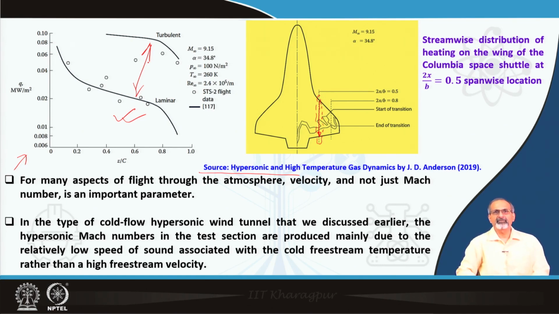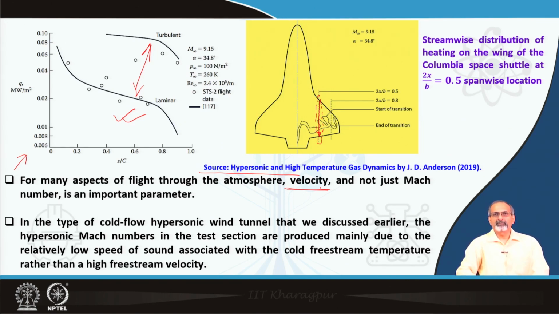For many aspects of flight through the atmosphere, velocity and not just Mach number is an important parameter. This we had in fact emphasized many times, that in hypersonic flow theory also we can show that Mach number loses significance. Instead, the velocity becomes the more pertinent parameter.